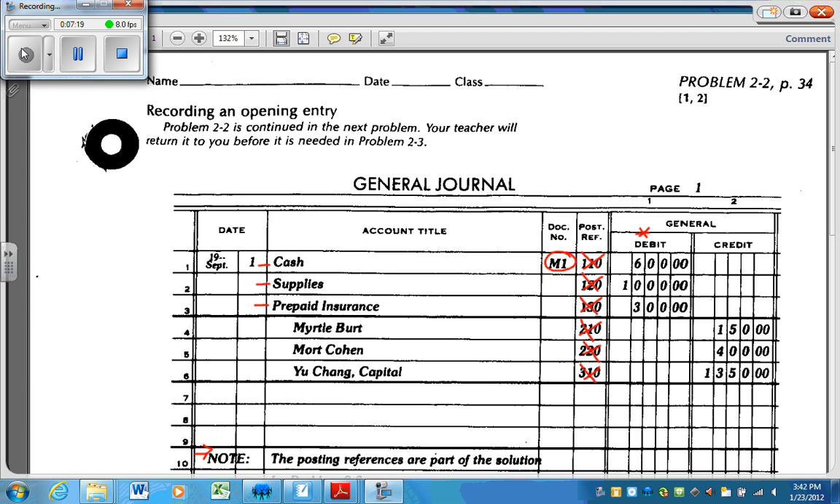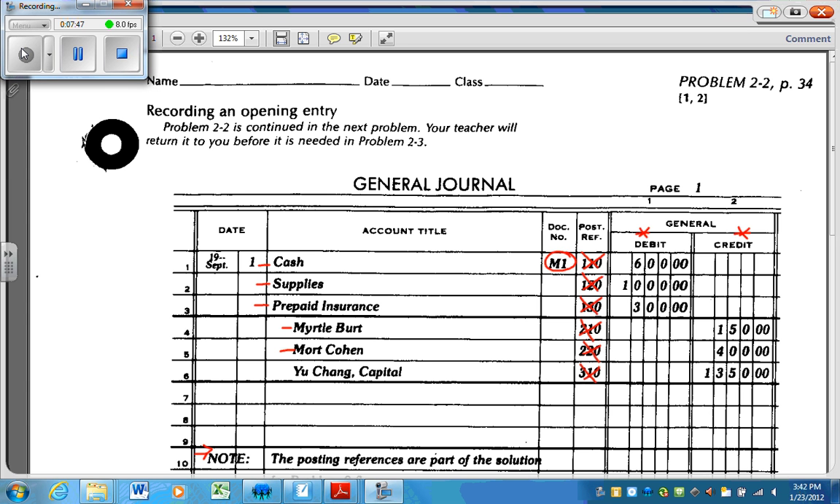Then we had our liabilities. So we have a liability here of Myrtle Burt and Mort Cohen. These are liabilities here. Remember on the balance sheet, these liabilities were on the right-hand side? Same thing holds true here. These are going to be on the credit side, which is the right-hand side. Myrtle Burt, we're going to owe them $150. Mort Cohen, we're going to have to owe them $400.